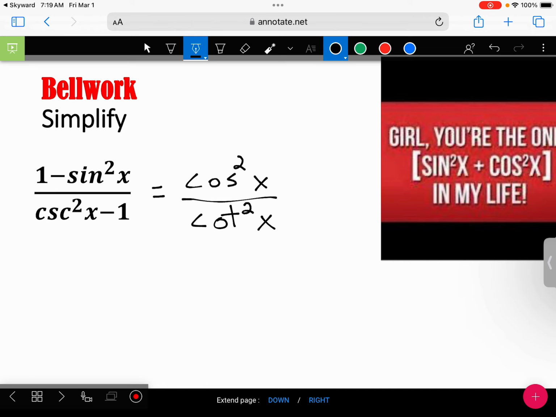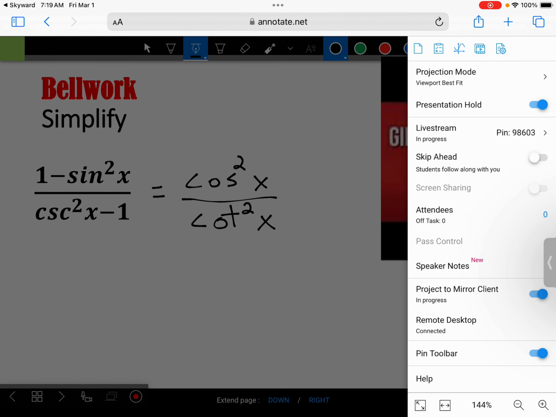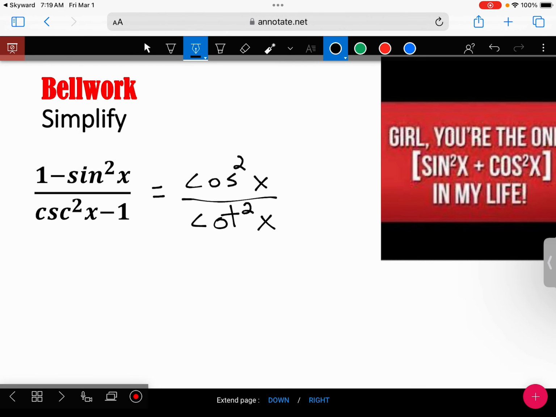Hold up, how many substitutions did you find right away? I'm seeing a lot of 2s. Good. Yeah, there's a trig identity for the numerator and the denominator, and this is the substitution that you should have gotten: cosine squared over cotangent squared. Once you do that, rewrite that cotangent in terms of sine and cosine, and then keep, change, flip it. That is the answer. Good job.